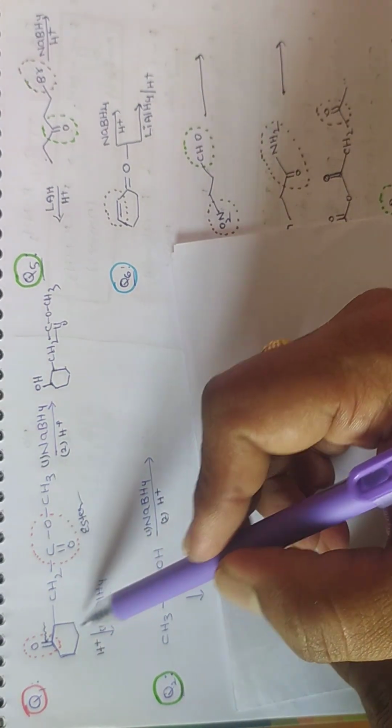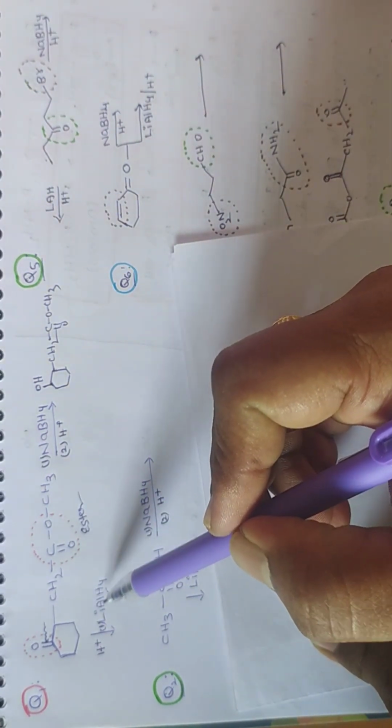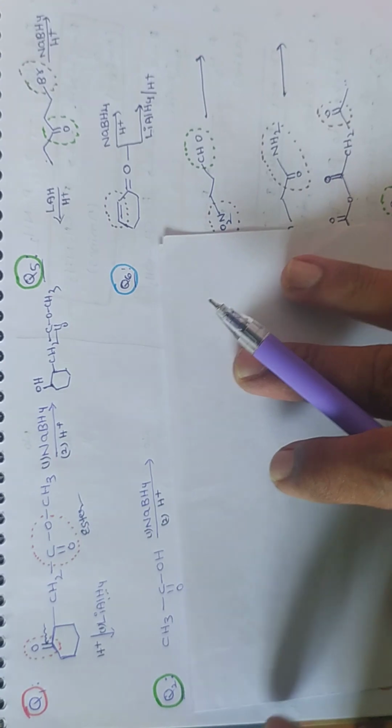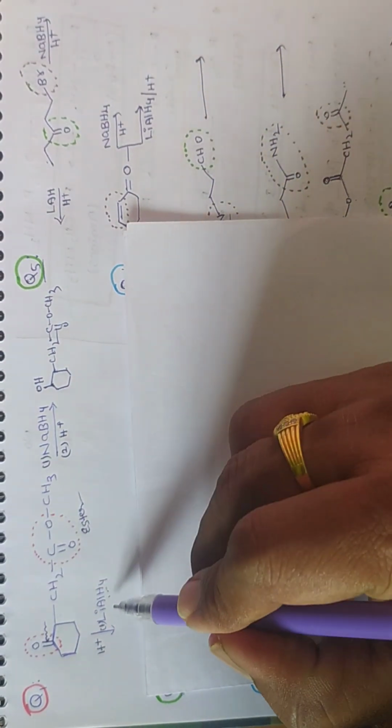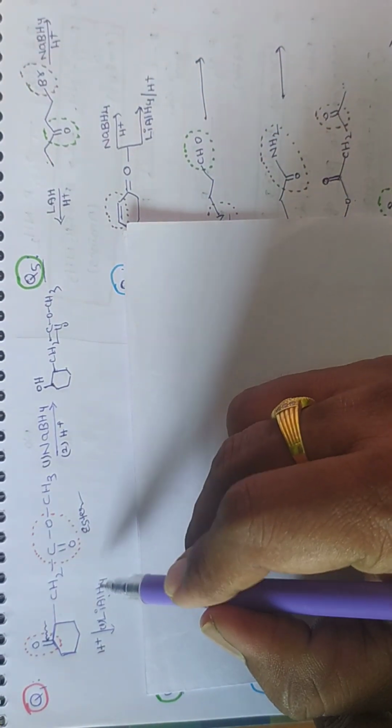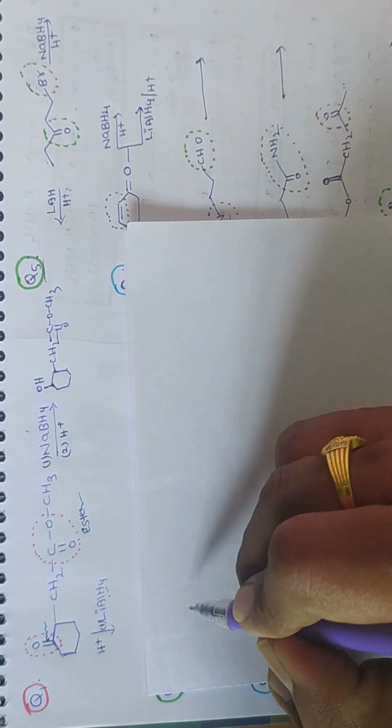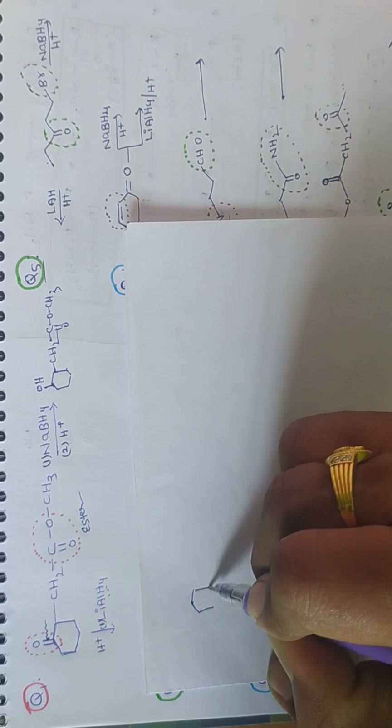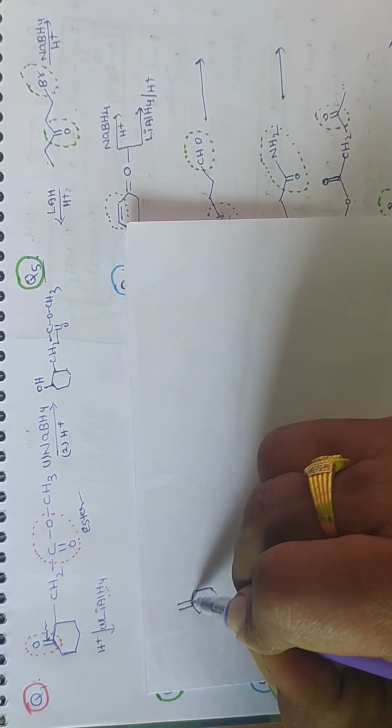Next, the same compound is reacting with lithium aluminium hydride, followed by hydrolysis. What product are we going to get? Already we know that lithium aluminium hydride reduces ketone groups to alcohol. So now this is the ketone group.